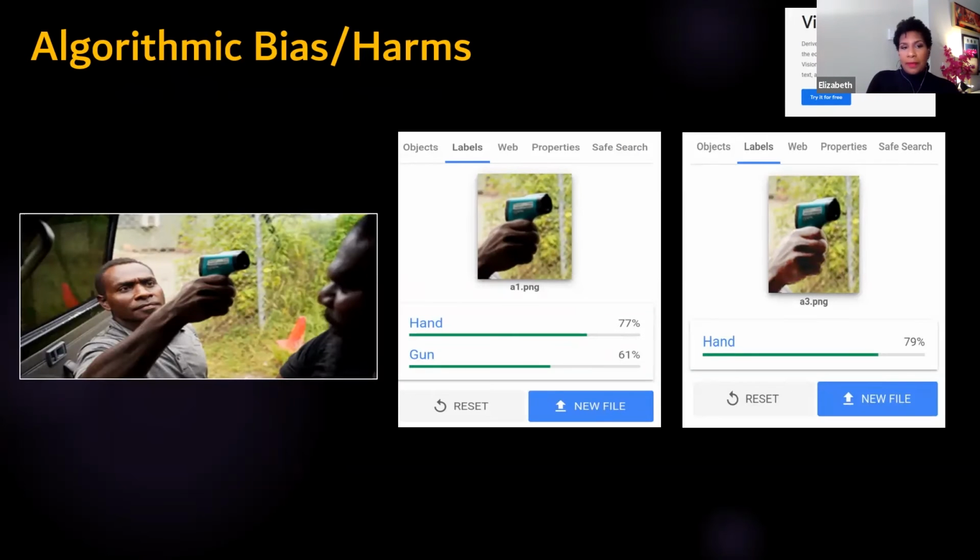But let's take this one step further. So in this example, our coalition member lightened the image to see if the prediction would change. And as you can see, it did indeed change. And once the image was lightened, a gun was not predicted. What was predicted instead was a hand.